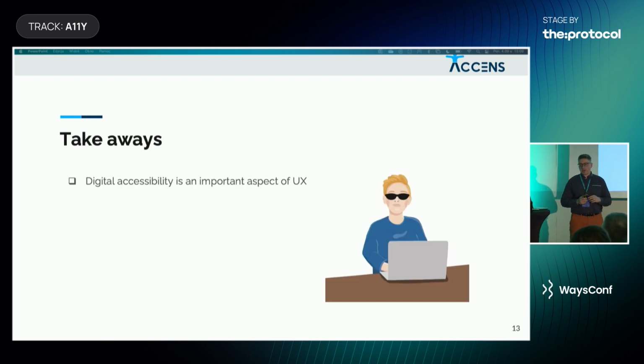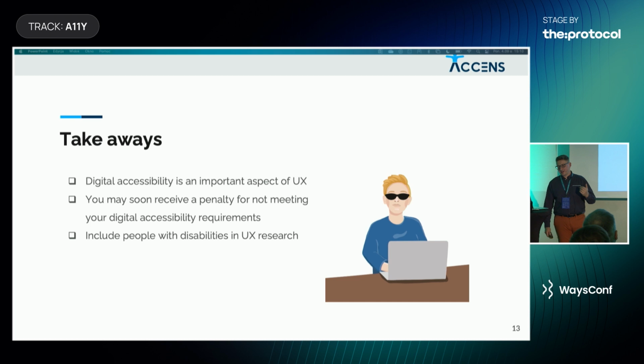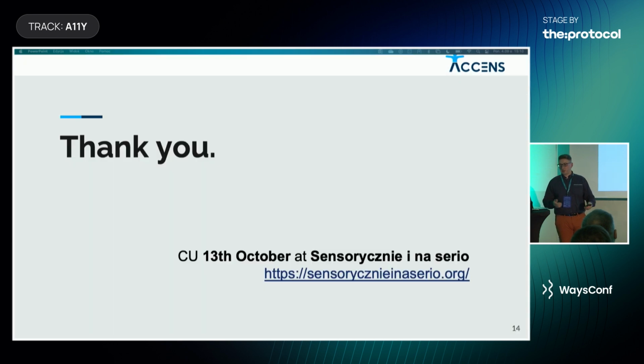So, takeaways: digital accessibility is an important aspect of user experience. You may soon receive a penalty. And include people with disabilities in your UX research and your testing, because they are always finding new things that you didn't think about before. And that's all. Thank you very much.